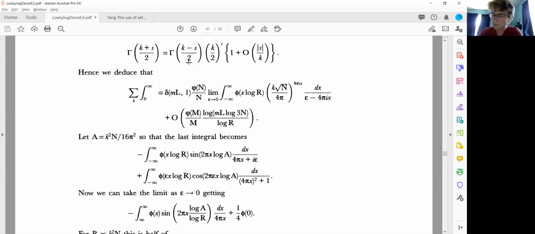And so now, because we have this exponential function, and the exponential is hidden as the k root n over 4 pi to the 4 pi epsilon ix, that's really e to the 4 pi epsilon ix log of k root n over 4 pi. That's where the sines and the cosines come into place. And so they just look at what happens, and then they take the limit as epsilon goes to 0. And when you take the limit as epsilon goes to 0, phi is an even function, cosine is even, 4 pi x squared plus 1 is even.